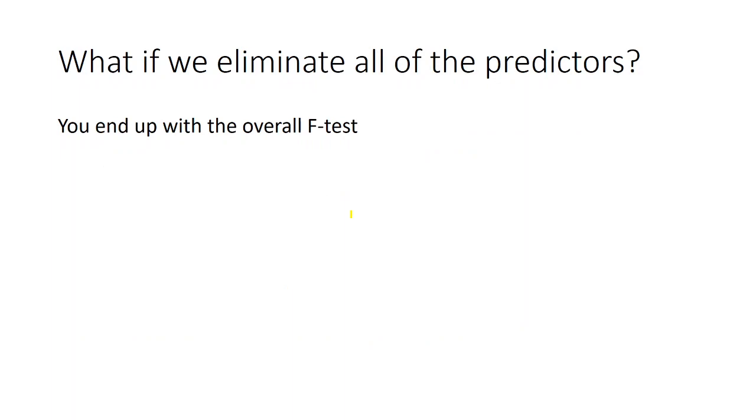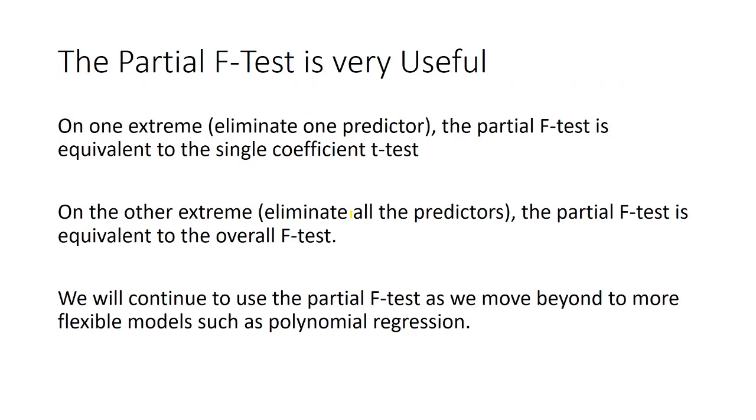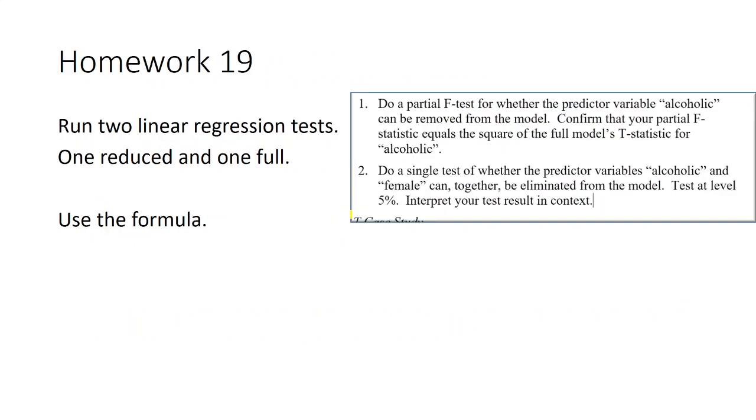So what if we eliminate all the predictors? Well, basically we end up with the overall F test. So you can see that the partial F test is very useful. On one extreme, when we eliminate one predictor, the partial F test is equivalent to the single coefficient t-test. On the other extreme, if we eliminate all the predictors, the partial F test is equivalent to the overall F test. And we're going to continue to use this partial F test as we move beyond to more flexible models, such as polynomial regression and some interaction terms as well.